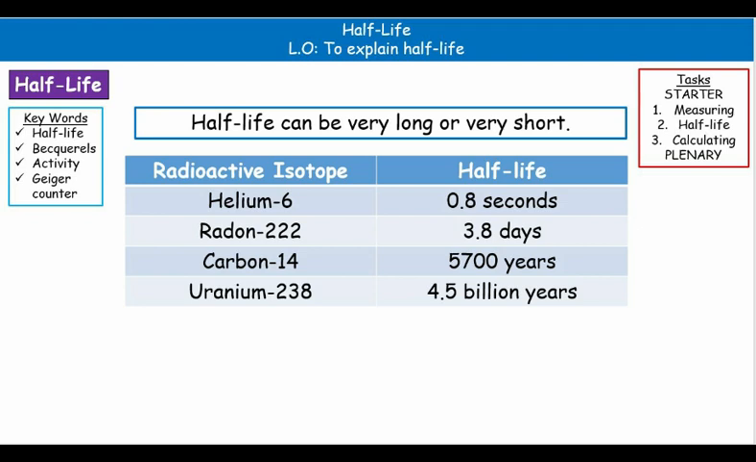So if we have a look at the top one there, helium-6 has an incredibly short half-life of just 0.8 seconds. So what that tells us is that if we've got a sample of helium-6, then the count is going to decrease by half every 0.8 seconds. If we look at radon-222, then that's got a half-life, a bit longer this time, of 3.8 days. So that means the activity reduces by half every 3.8 days. Carbon-14, much longer this time. We're talking about a half-life of 5,700 years.